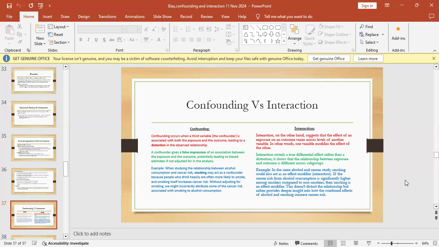Confounding gives a false interpretation of the association between the exposure and outcome, potentially leading to biased estimates if not adjusted for in analysis. While the interaction reveals a true differential effect rather than a distortion, it shows that the relationship between the exposure and outcome is different across subgroups.